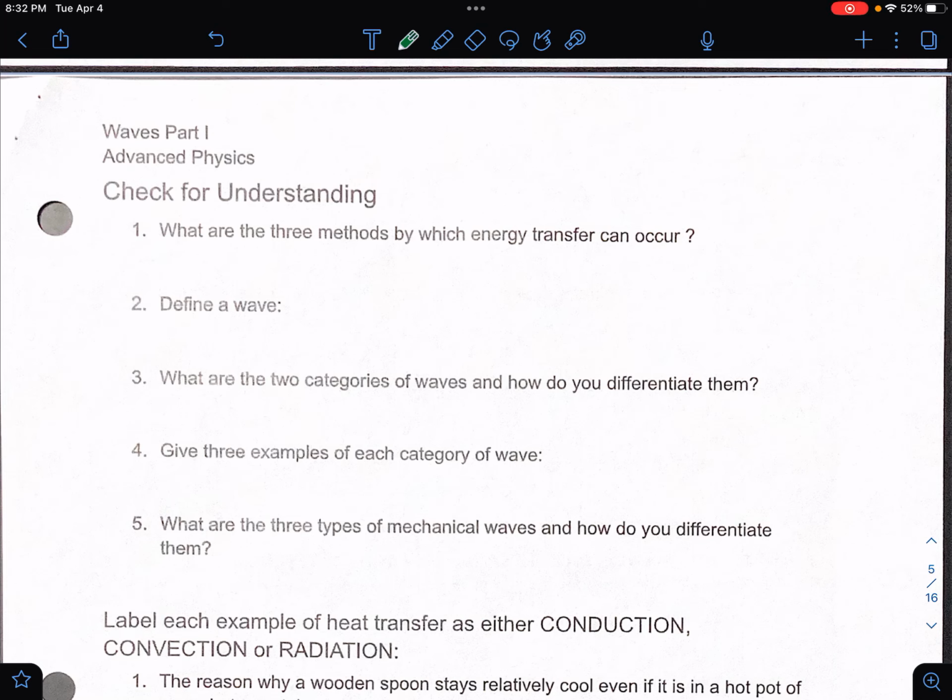All right, so this video is going to be on pages 6 and 7. So we're going to start with number 1. It says, what are the 3 methods by which energy transfer can occur? So first one we have is conduction. Okay, so that is the transfer of basically energy through touch.